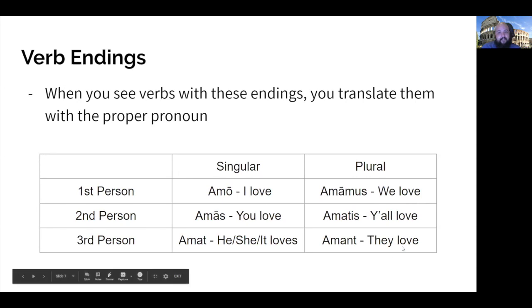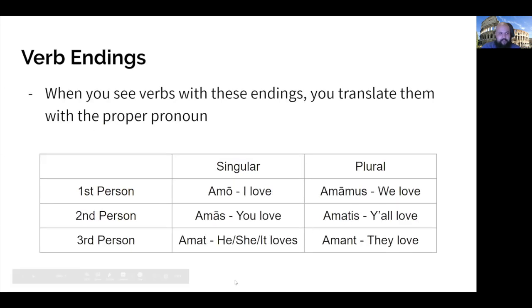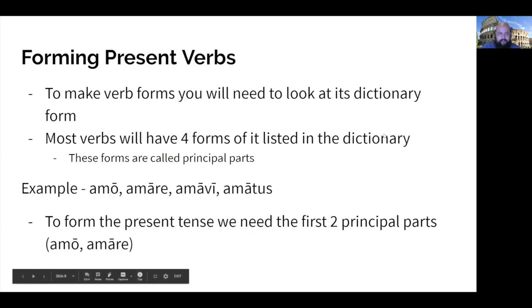And amant, they love. Now, some of you might be wondering, well, how did I get from these endings here, right? The O, S, T, MUS, TIS, NT. And then how did I attach them to the verb here? All right, well, let's take a look at exactly how to do that.